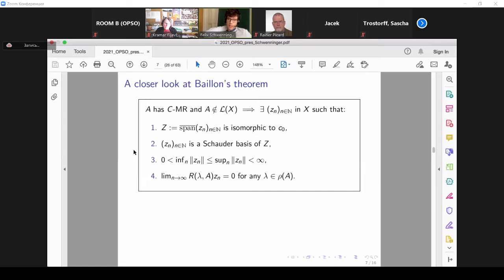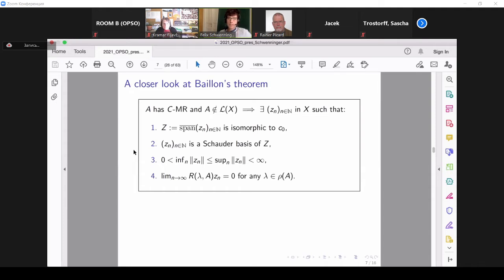Yes, so a closer look at this theorem, because we're going to need this later on. This is simply, again, the same statement, but now a bit more explicit. So if we assume that A has maximal regularity with respect to the continuous functions, and assume that A was not bounded, well, following the theorem from the previous slide, this should then give us that there exists a copy of C0. Now, this is here more explicit. There exists a sequence z_n that spans a space, so the closure of the span is isomorphic to C0, and it's actually a basic sequence. This means, the second item here, that z_n is a Schauder basis of this closure Z. Well, it's normalized in a sense. This is item 3, so that the norms of this sequence are not exploding or going to 0.